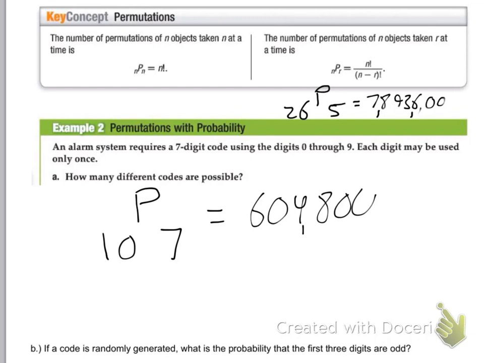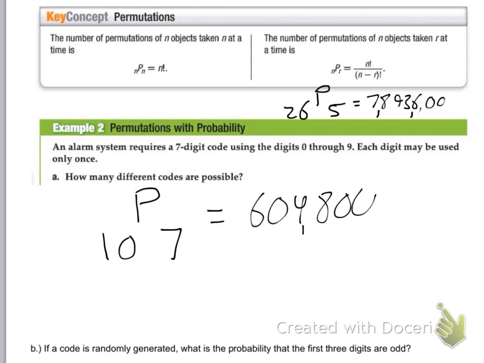Think if you added those numbers back in. It gets even bigger yet. That's what makes it hard to crack a code that's 7 digits, which is bigger than it would be if there was only 4 digits, which most of us have on our devices.